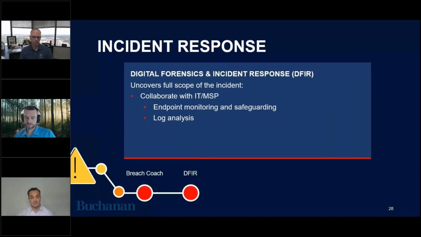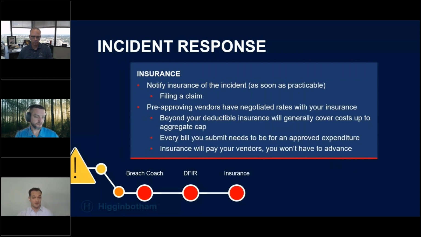The next aspect, and I touched on this a little bit, but DFIR, so digital forensics and incident response. The primary objective of DFIR is to uncover the full scope of the incident. And this involves identifying how the incident occurred, if directed by the breach coach, determining the extent of the breach, which is critically important to understanding what the notification process is, because you need to understand what the data is, and then understand the impact on the organization's systems or data. Insurance is another critical piece, which I'll turn over to Gray to touch on.